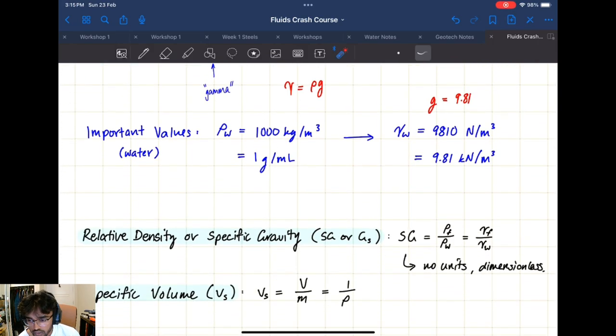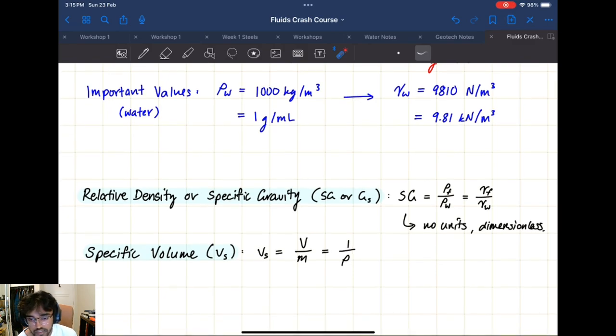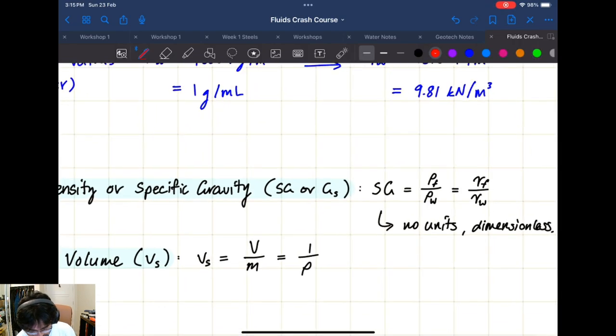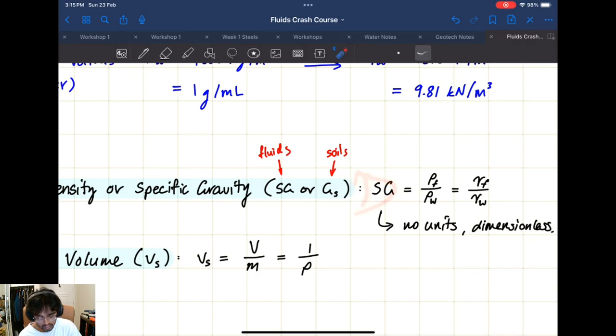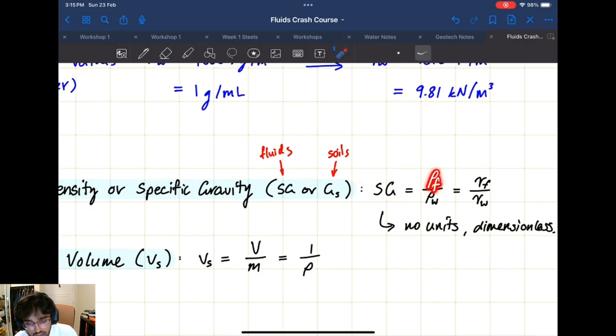Next thing I'm going to talk about really quickly is the relative density, or specific gravity. Specific gravity is a way to relate the density or unit weight of a fluid to the unit weight or density of water. There are two symbols for it. There's this one, which we mainly use in fluids, and this one you see in soils. In this course, we're going to use SG. It's equal to the density of the fluid you're analyzing divided by the density of water.